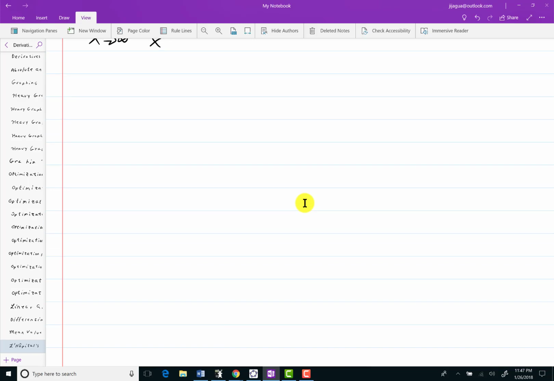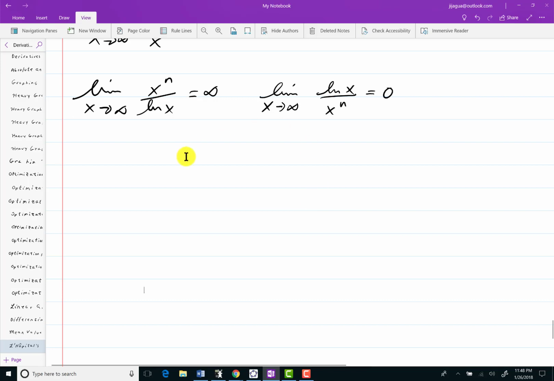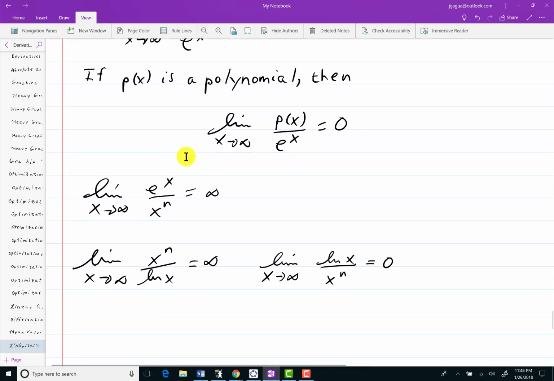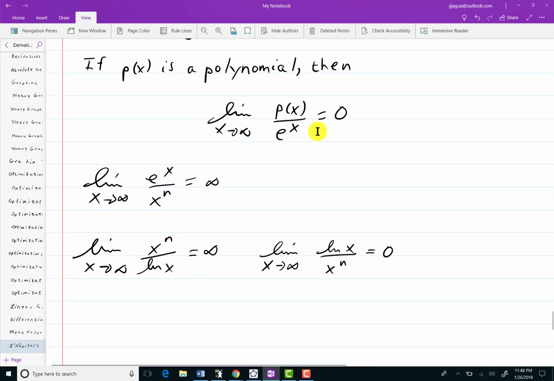Similarly, the limit as x goes to infinity of x to the n over ln of x equals infinity, and the limit as x goes to infinity of ln of x over x to the n equals 0. So all I'm trying to say here is that when it comes to how fast things are increasing, e to the x is generally a class of functions. These exponential functions tend to go faster to infinity than anything else.